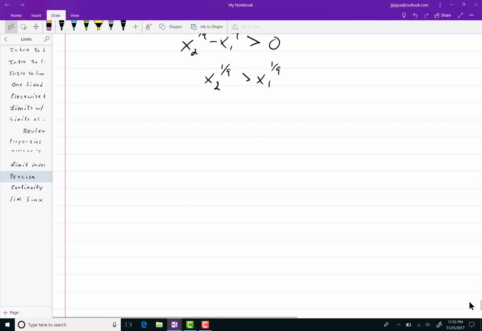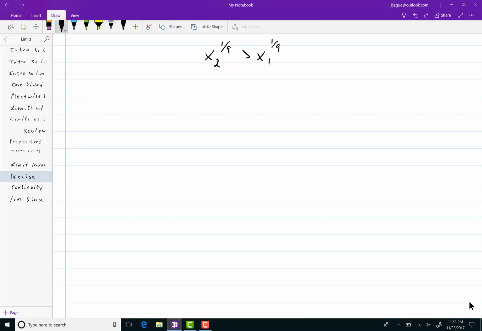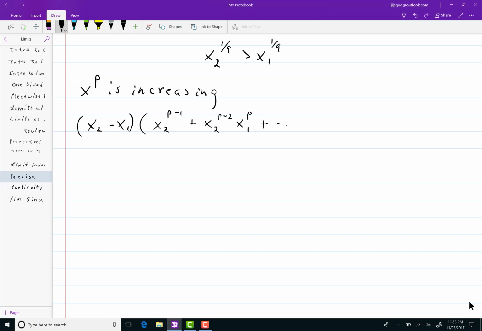The same is true with a number to the p. If I say x to the p is increasing, then, here p is a positive integer, what I'll do in this case, I'll keep the order of x2 minus x1 times x2 to the p minus 1 plus x2 to the p minus 2, x1 to the p plus dot dot dot plus, actually let me fix that there, so I get x2 to the 1 times x1 to the p minus 2 plus x1 to the p minus 1.